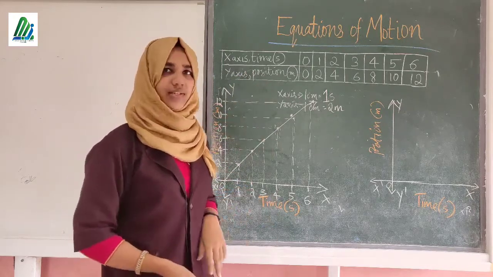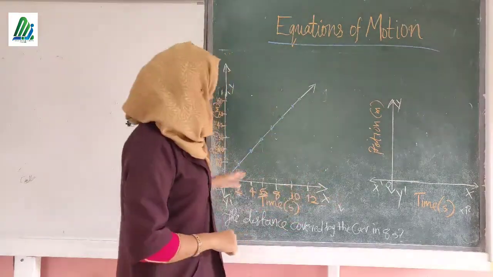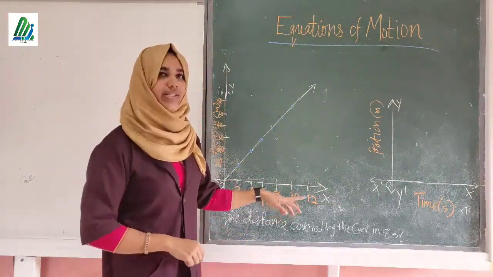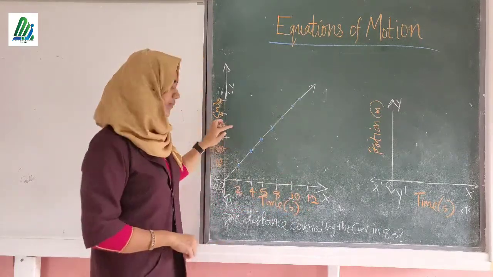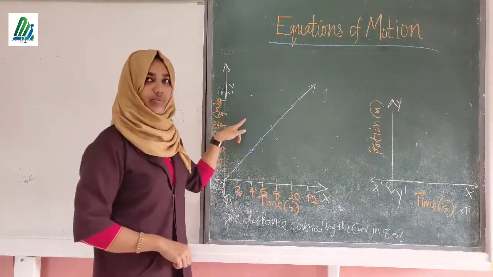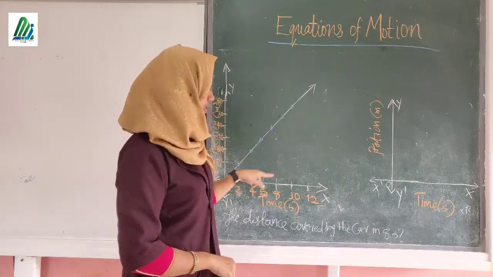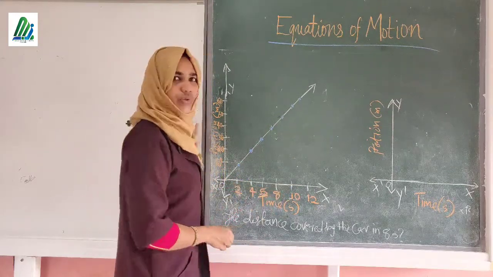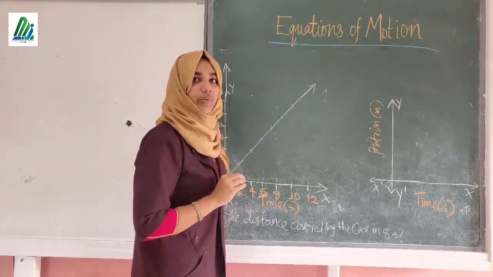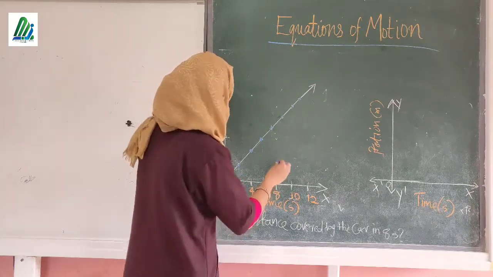Is it clear? We can draw another graph. Here you can see the distance covered by the car in 8 seconds. From this graph we want to find the distance covered by the car in 8 seconds. So we can draw a perpendicular to the position time graph at 8 seconds. I am going to draw.